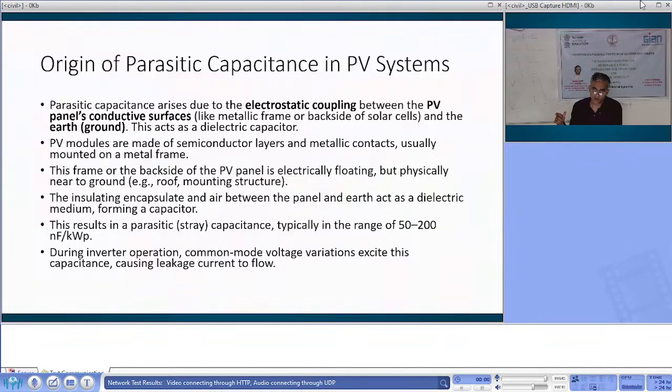So when the current will flow in the capacitor, what is the current in the capacitor? C dV by dt. If voltage changes, then only current will flow. If voltage is not changed, current will not flow. dV by dt is 0 when there is no voltage variation. But because of this change in the voltage, the current will flow.